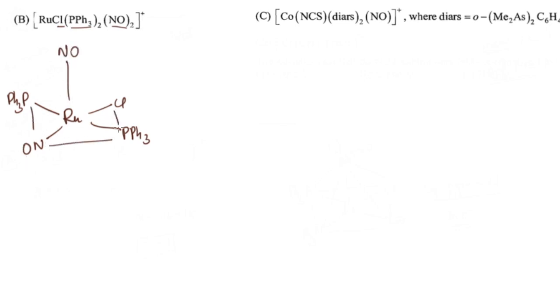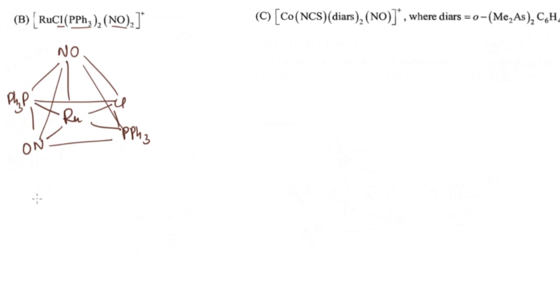So again, it will form a square pyramidal geometry, and the structure will be something like this: ruthenium, chlorine, then we have PPh3, then we have PPh3, then we have NO, right? And one NO will be on the axial position. So this is how this will be made. So if you want to check what kind of species it will form, it will again form a 16 electron species, right? So let's quickly do that.